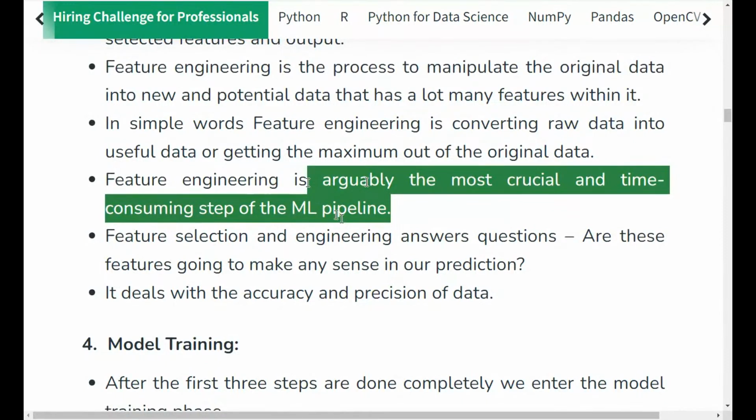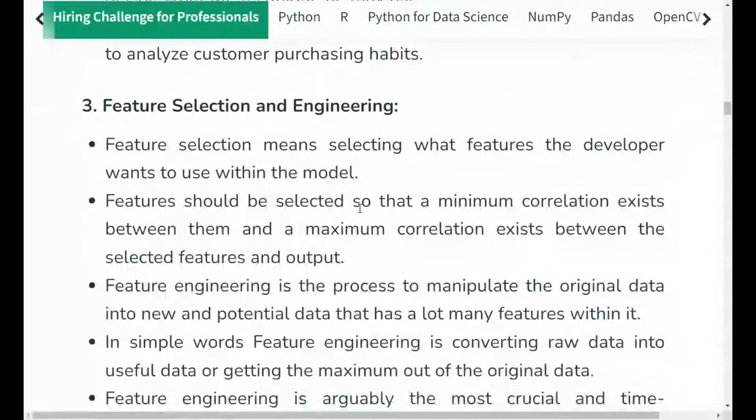Feature selection and engineering answers questions like: are these features going to make any sense or have any meaning in our predictions? Will these features participate in making my prediction easy or not? Those kinds of features I have to find out and pick. Picking them is crucial, and it is also time consuming, in terms of finding accuracy in the relationship between data, as well as how you are going to manipulate the data to make it compatible with the algorithm. That will give you clarity about accuracy and precision of the data. This is about your phase of feature selection and engineering.